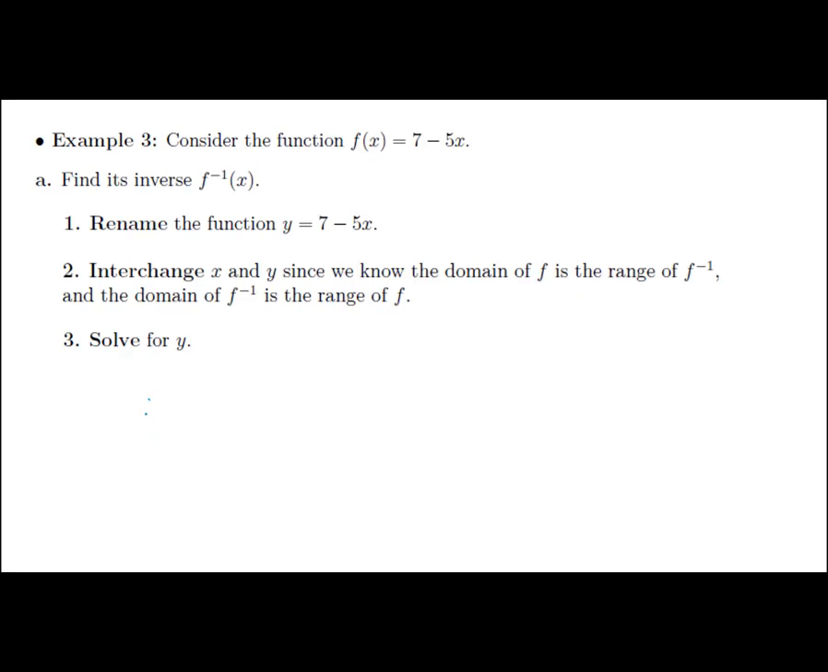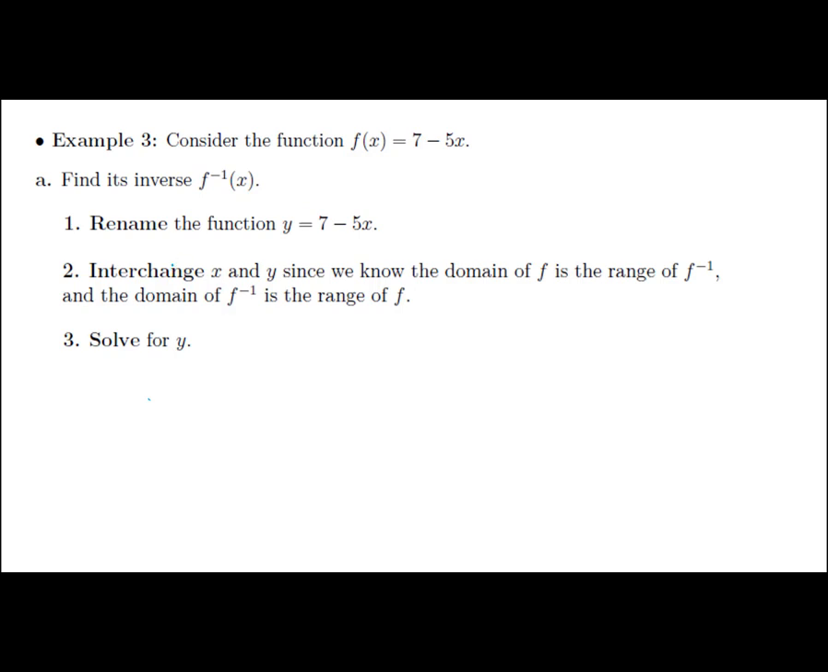Okay, so let's look at example 3. Here's where we're going to actually take an equation and go ahead and find the inverse of that function. So here's our function, 7 minus 5x. Okay, so the steps to finding an inverse is to first rename the function y equals 7 minus 5x. Why is that? Well, because I don't want to haul around clunky notation like f of x when I'm trying to do algebra. So let's just give it f of x. It's the name that we're more used to, which is y.